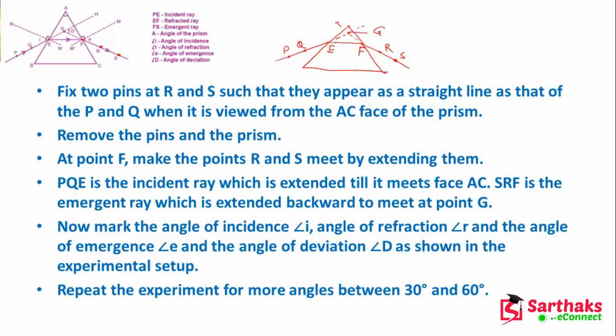Now mark the angle of incidence i, angle of refraction r, angle of emergence e, and the angle of deviation, this one. For the angle of emergence you have to draw one normal here. So this is the angle of emergence, and another normal you have already drawn here. So this is the angle of refraction, and here the experimental setup will be complete. Repeat the experiment for more angles between 30 and 60 degrees.